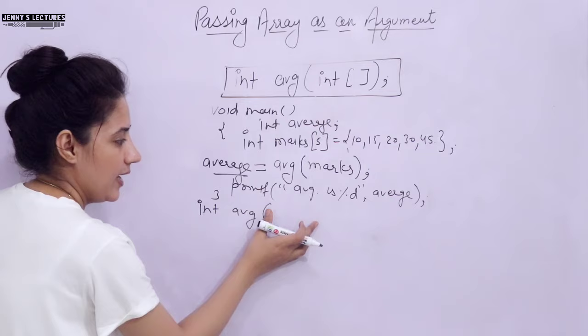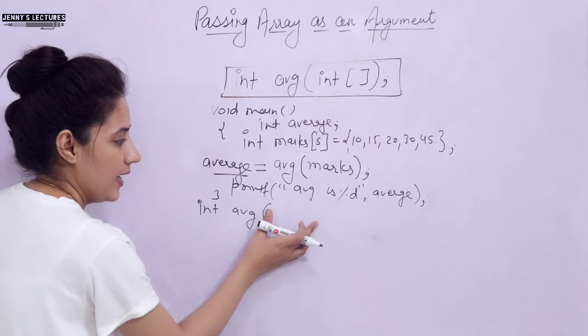And what will it have? The base address of this array. Suppose the base address is 100, the next element would be at 104, 108, 112 and 116. Integer is of 4 bytes. I'm supposing integer is of 4 bytes on a 32-bit and 64-bit machine, right?